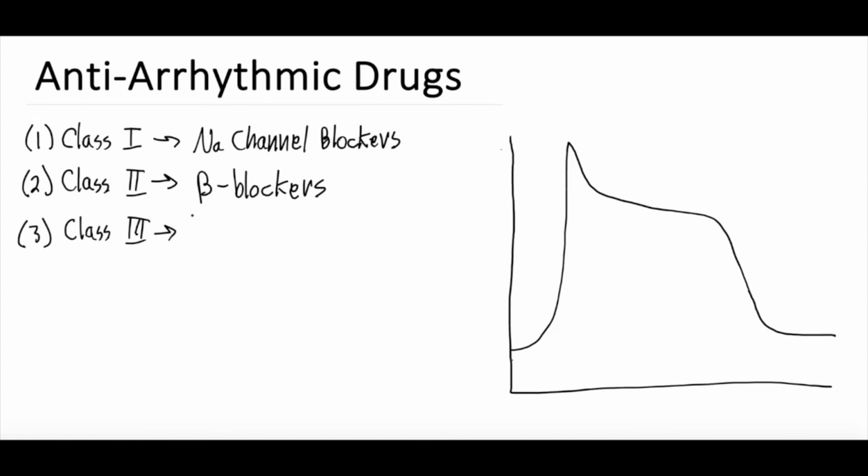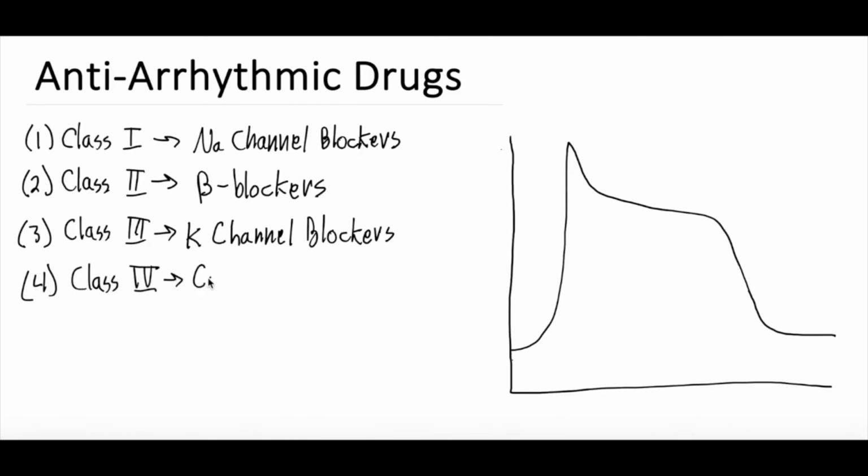is going to be potassium channel blockers. For consistency's sake here, we will do a capital C. And then class 4 is known as calcium channel blockers. All right.